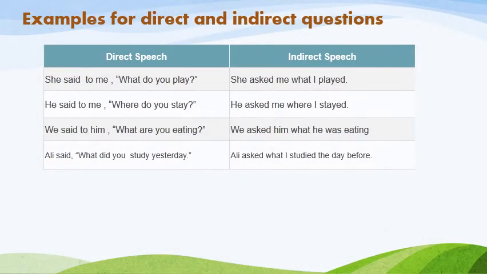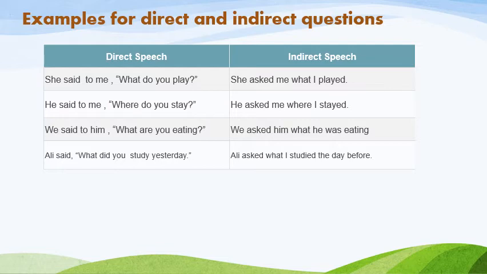Here are some examples of how to transfer or get the indirect questions. The first one: she said to me, "What do you play?" The indirect speech is, she asked me what I played. And if you notice here, I have a number of steps to transfer this question from direct into indirect.